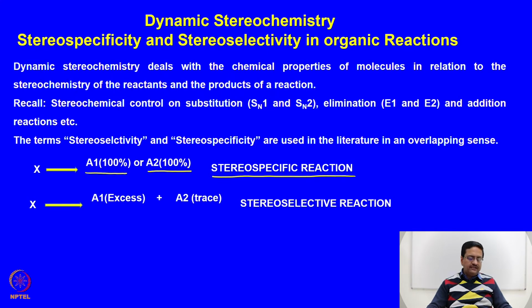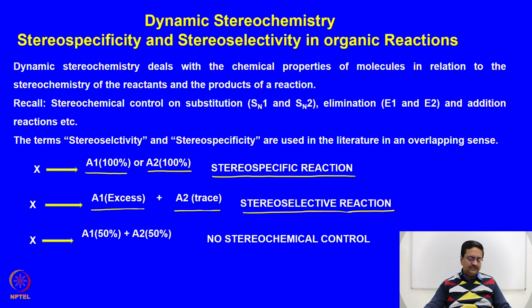The other type of chemical reaction is where your substrate X gives one of the stereoisomers in excess compared to the other stereoisomer, which appears as a trace compound. This type of reaction is called a stereoselective reaction, which means the reaction selects one among the two possible products as a preference and gives that particular product in excess, while the other product forms as a minor product or a trace compound.